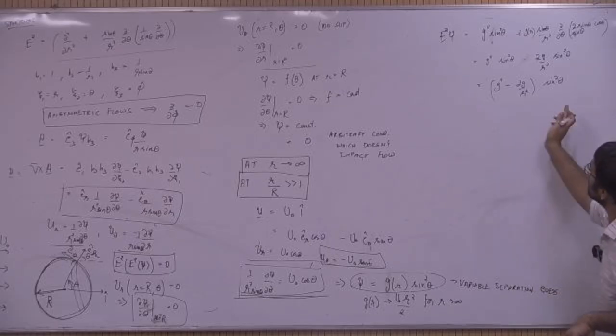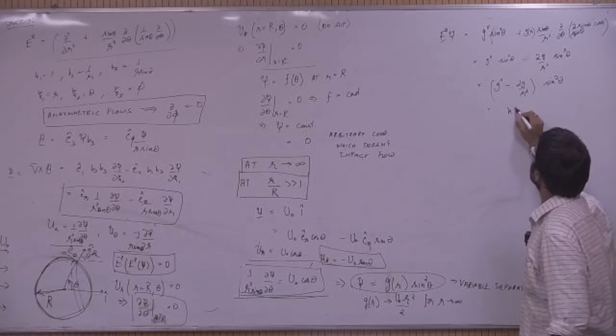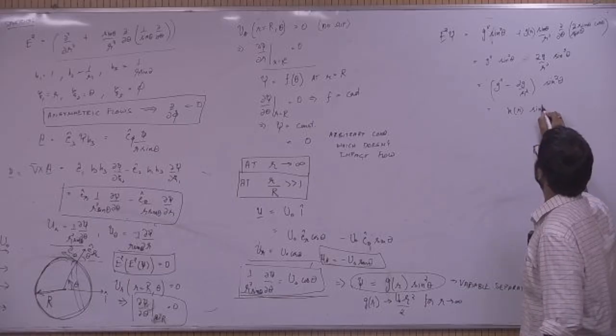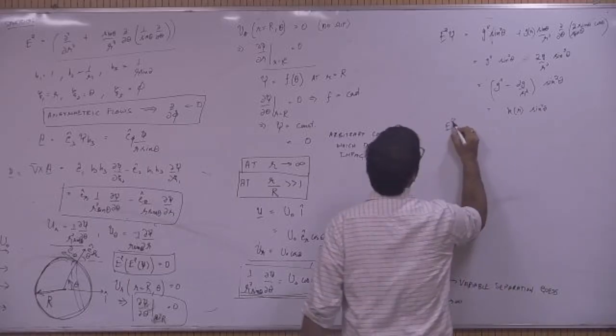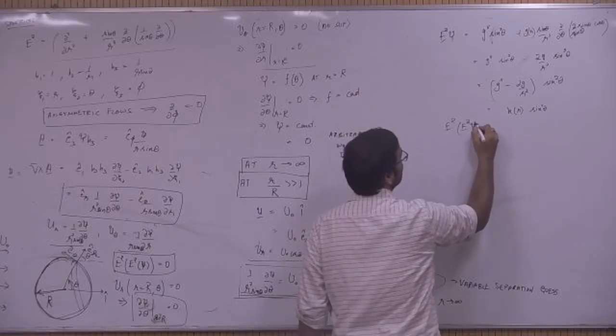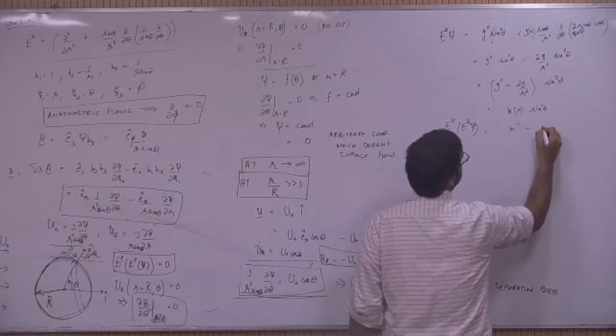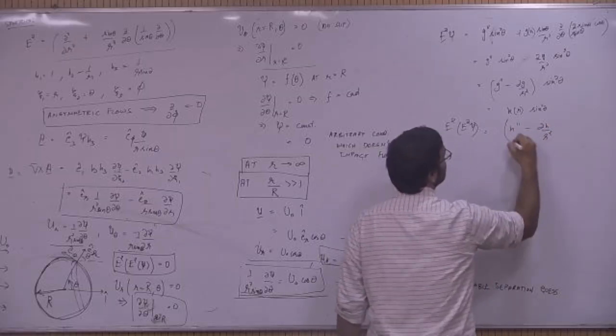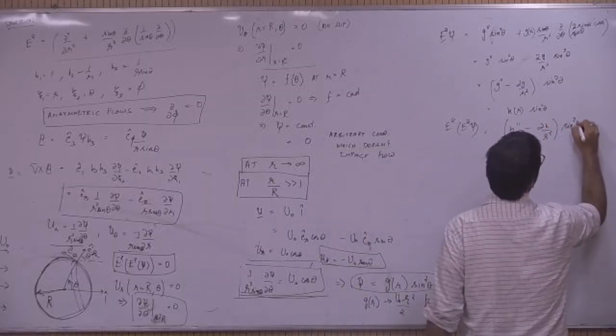Okay. So this again you can look at it as some h of r sine square theta, which means E2 of E2 psi will give us h double prime minus 2h over r square sine square theta, and this guy has to be 0.